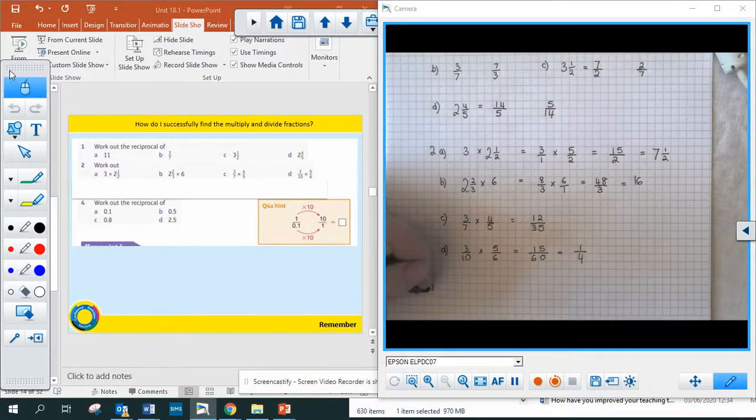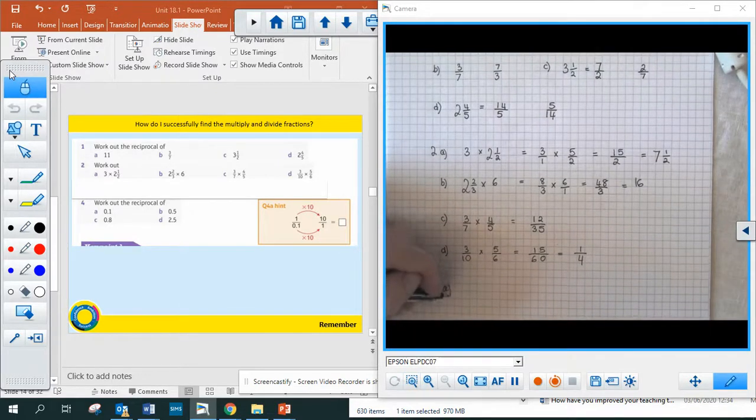Now, question 4 is a bit trickier. You had to remember that you needed to convert your decimals into fractions first. So, for 4a, it wants to know the reciprocal of 0.1.